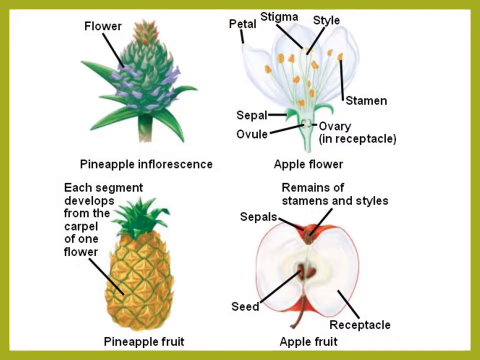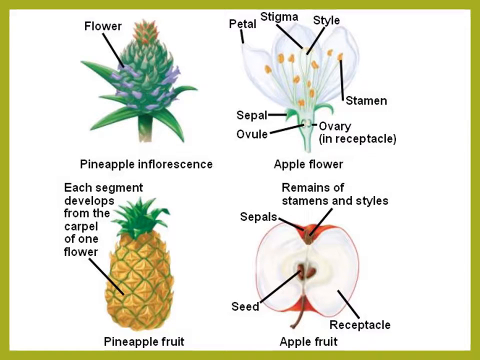Here you can see that we have the different parts of a flower. In the upper right-hand corner, there's the classic flower that we're familiar with. You can see the female parts, you can see the male parts, but down below that you can see what kind of seed and what kind of fruit they actually make.